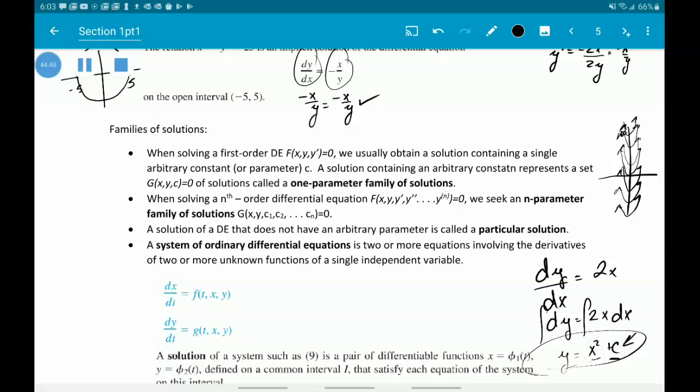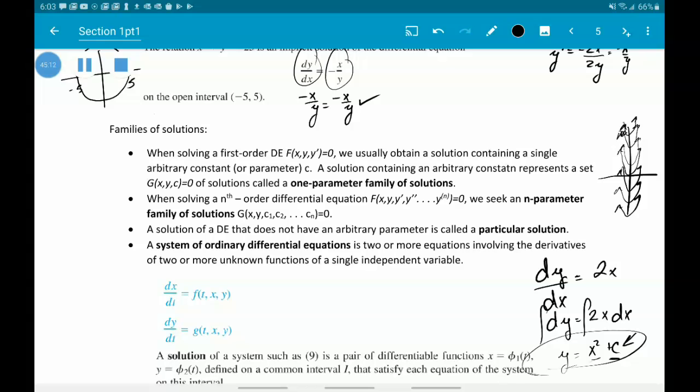So when you're solving an nth order differential equation, like if you had a second order differential equation, what happens is you end up with two of those unknown constants. So you would need 2 points to figure out what that constant 1 and constant 2 would be. If you have a third order differential equation, then you're going to have 3 of those constants. Fourth order, 4 constants, and so on.